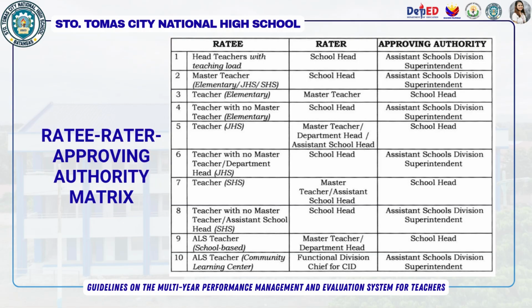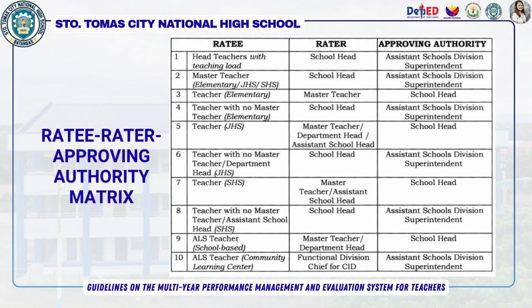One of the most frequent questions we get is, who rates me? The PMES provides a clear rater approving authority matrix to ensure accountability and proper alignment. This matrix establishes the lines of performance evaluation for everyone. For most teachers, your rater will be your immediate supervisor, a master teacher if available, or the school head, department head. For a teacher in elementary or teacher in junior high school and senior high school with no master teacher or department head, the school head steps in as the rater.